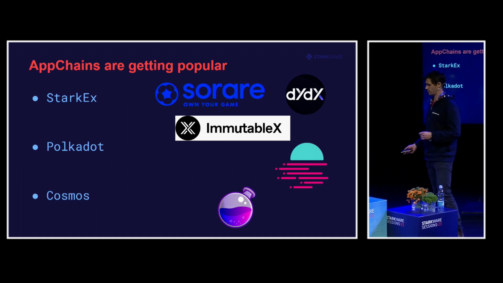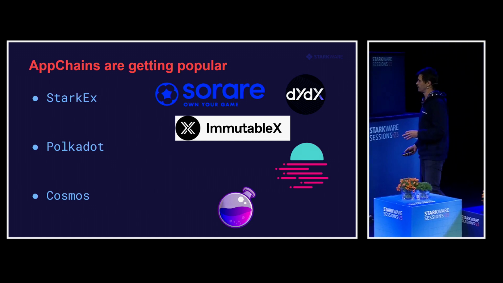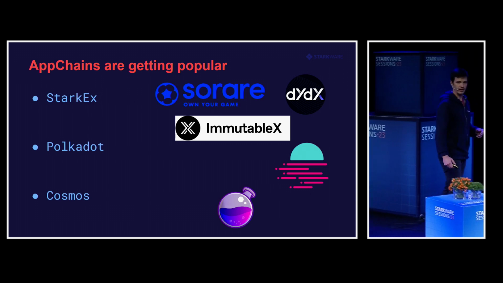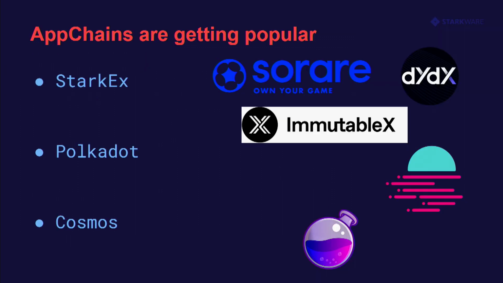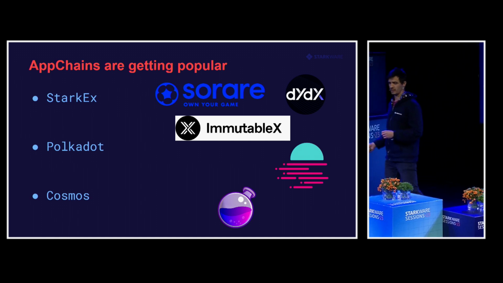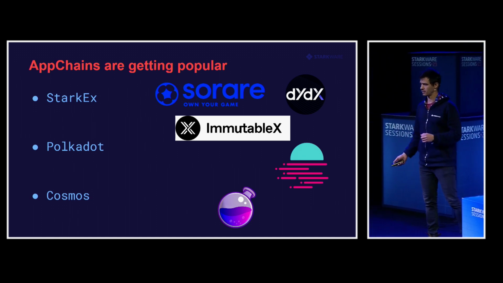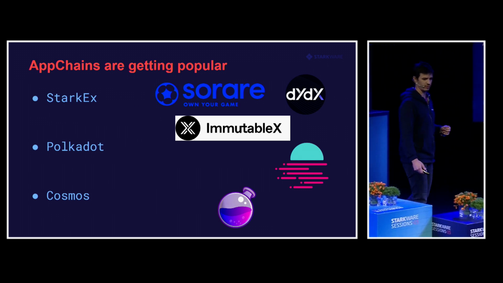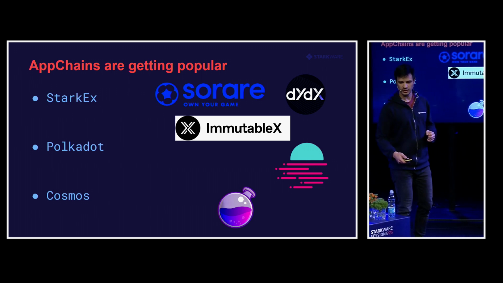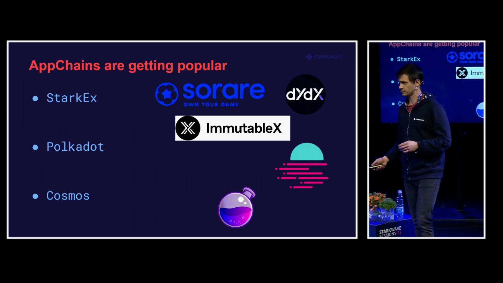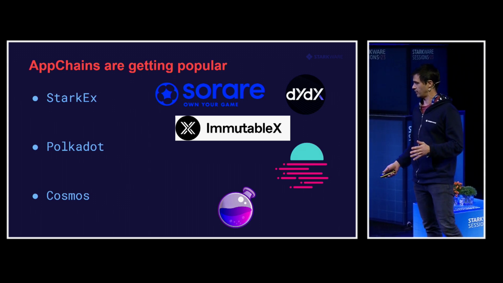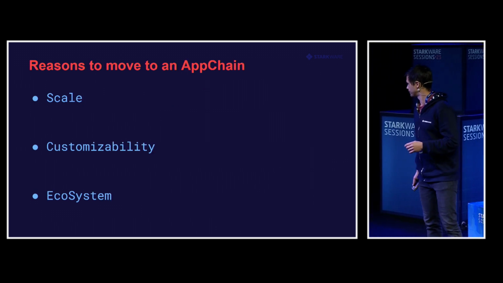So they existed for a while, but really made more popular and first-class citizens with the Cosmos and Polkadot systems. But StarkX has also been quite a popular variety of AppChains. So we have DYDX that are doing trading, Starware for NFTs, and ImmutableX for gaming applications. So these are great use cases where you want something to be very efficient, do it really well, and not necessarily anything else, but be very good at that.